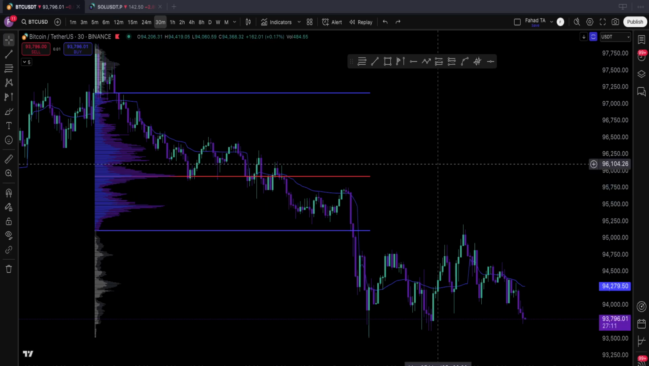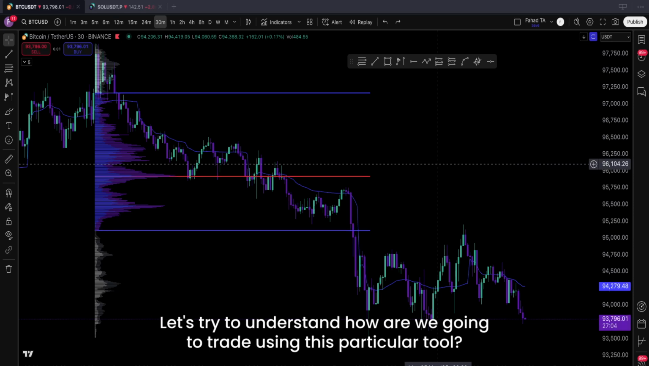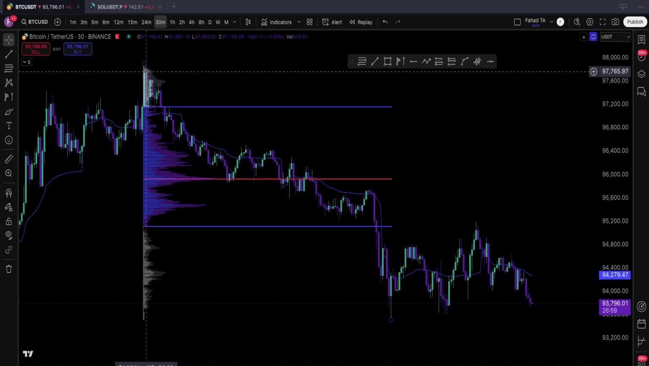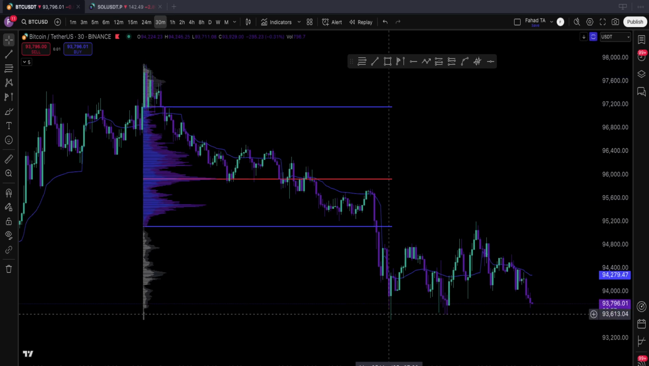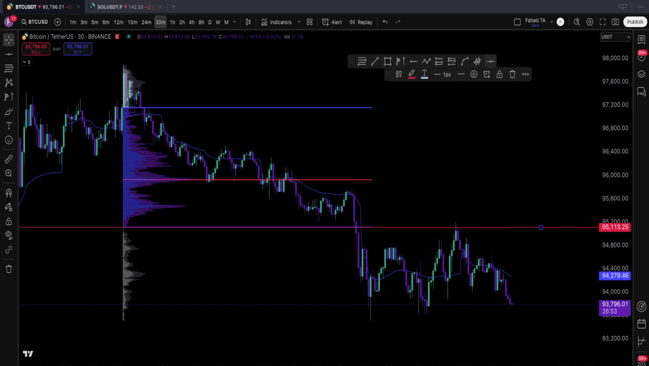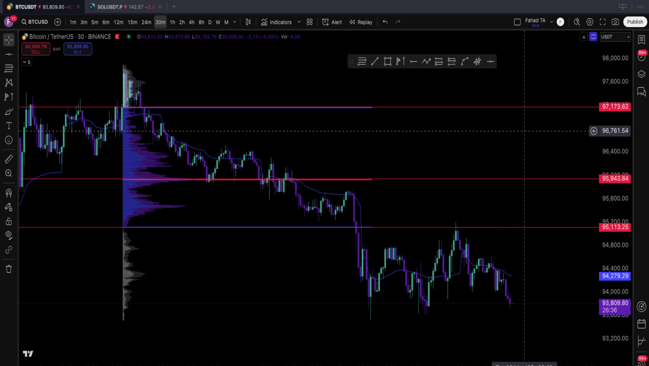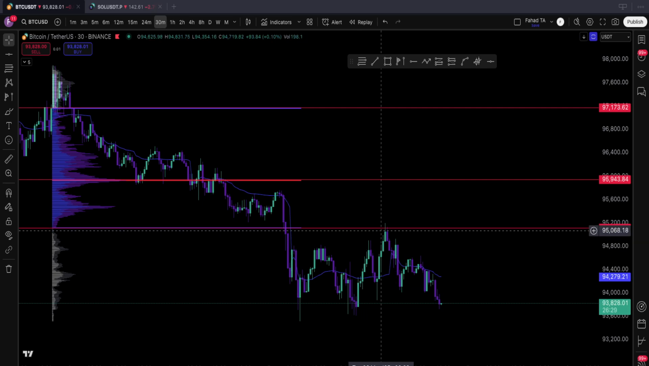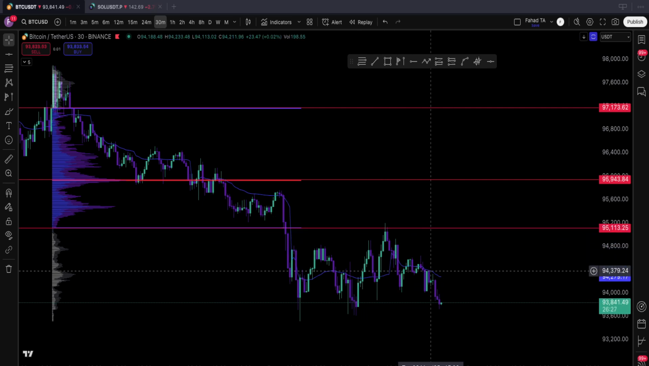So now we've understood what this tool is, what they signify, and why you are going to use them. Let's try to understand how we are going to trade using this particular tool. As I've just marked in front of you, from the starting point till the bottom point, every time you visit one of these levels, you can always mark them on your chart. So you mark your volume area low, POC, and your volume area high. Now you've got three important levels on your chart. We just rejected from our value area low and we are pushing towards the downside.